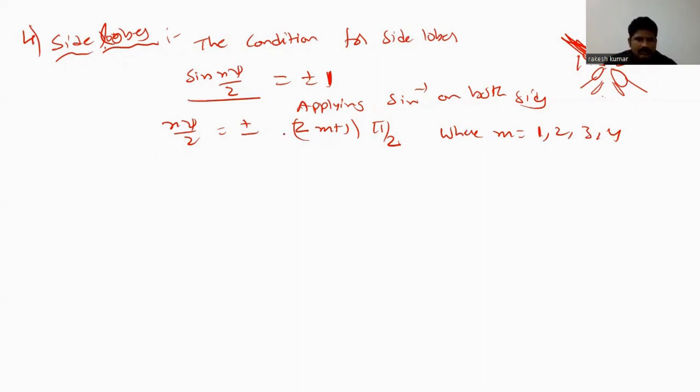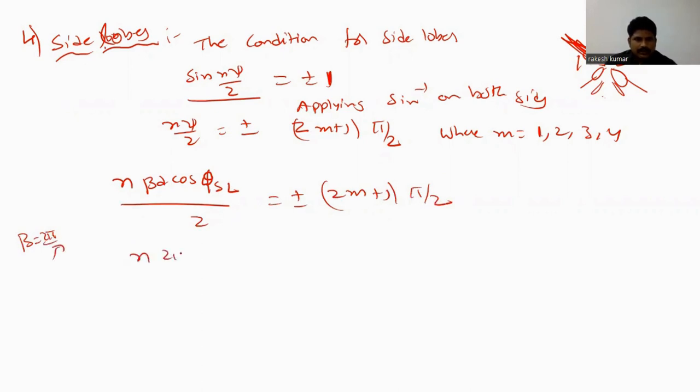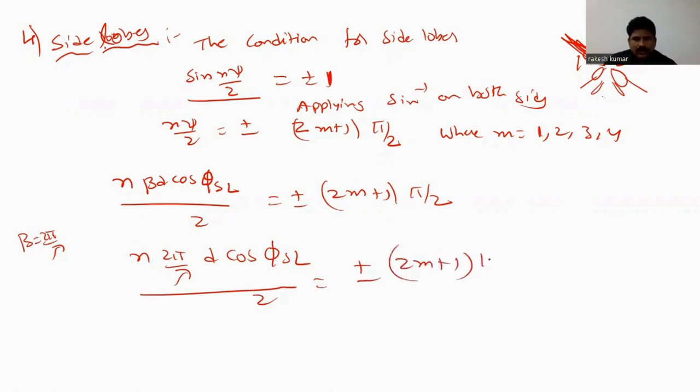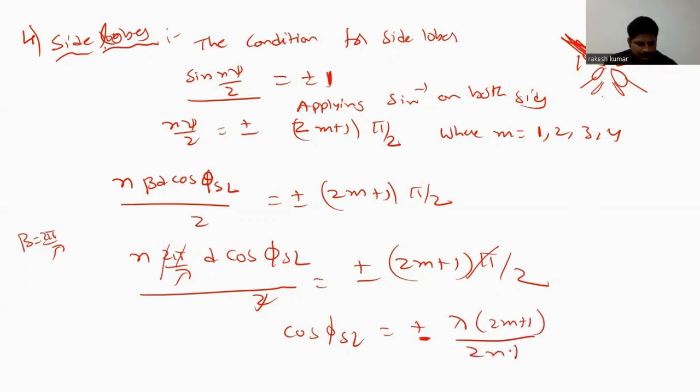So n psi by 2 is equal to plus or minus (2m plus 1) pi by 2. What is the value of psi? Psi is beta d cos theta. So n into beta d cos phi of side lobes by 2 is equal to plus or minus (2m plus 1) pi by 2. What is the value of beta? Beta is equal to 2 pi by lambda. So n into 2 pi by lambda into d into cos of phi side lobes by 2 is equal to plus or minus (2m plus 1) pi by 2. The 2 and pi cancel, so finally cos phi side lobes is equal to plus or minus lambda into (2m plus 1) by 2nd.